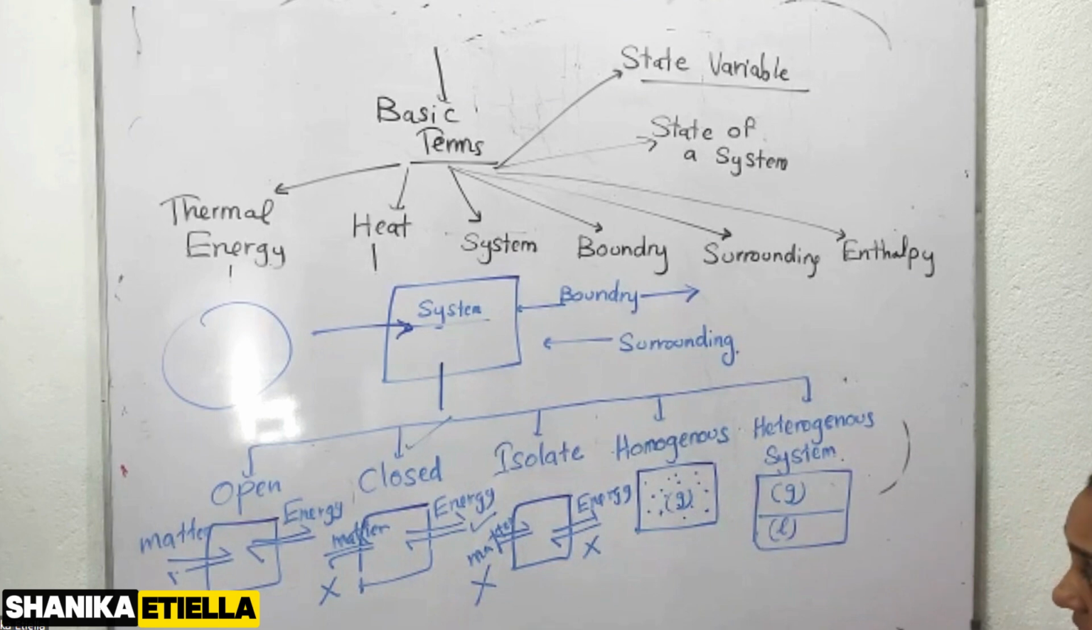So what is a homogeneous system? There is only one physical state inside the system. In a heterogeneous system, there can be two, three or more physical states inside the system. Clear?